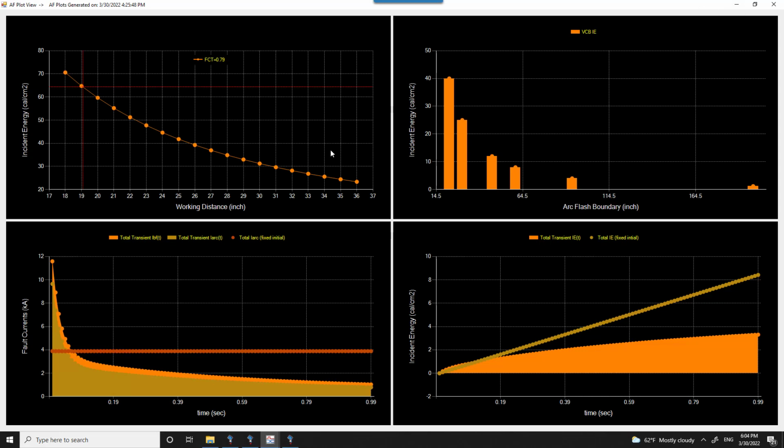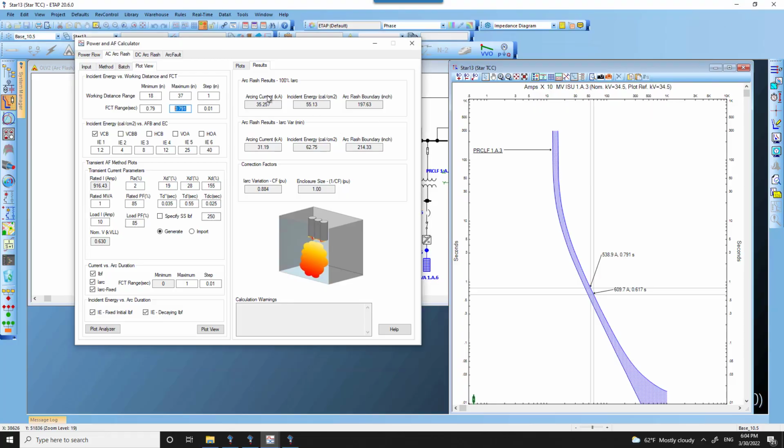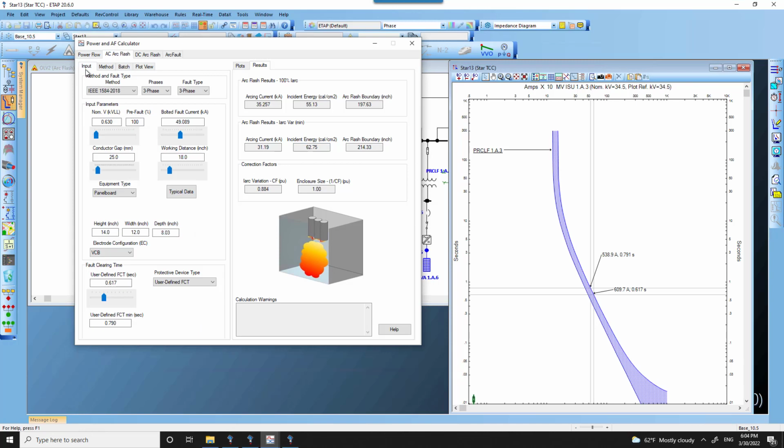So this plot was one of the features that we have in ETAP that was helpful to determine the actual incident energy mitigation technique. On the other hand, it can also be used with the time slider option here to check how the incident energy could change based on increasing the working distance value.